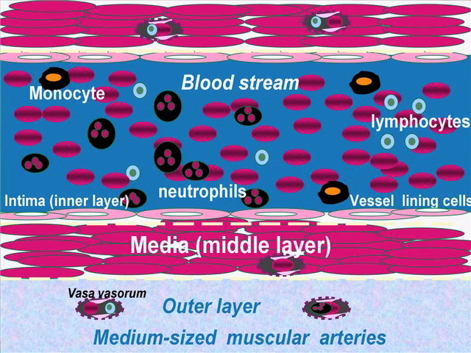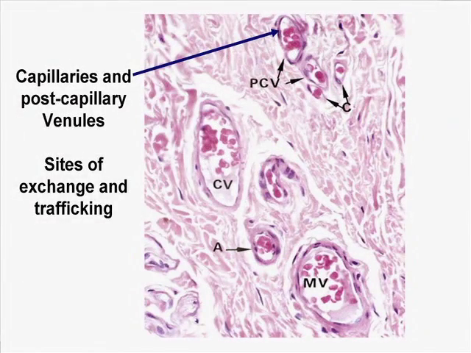But most of the nutrition for the vessel takes place through these cells within the adventitia, the outer layer, the vasa vasorum. So getting cells or nutrients from the circulation into the tissue is not carried out within these muscular arteries, but at the level of capillaries and postcapillary venules. So here's a capillary, here's a postcapillary venule. You can see they are only one cell layer thick.